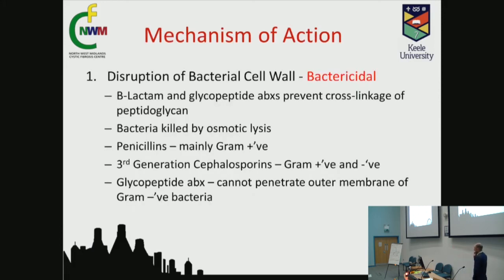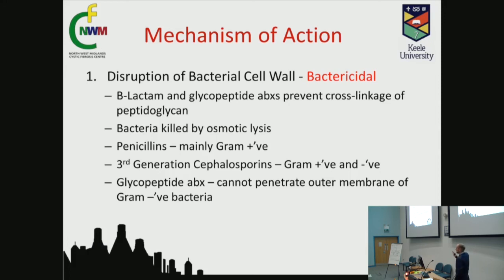The first way antibiotics can work is to disrupt the bacterial cell wall. If you basically make the bacterial cell wall stop working, the bacteria dies by osmotic lysis, and therefore this mechanism of action is bactericidal. So it's actually killing the bacteria themselves rather than just stopping them replicating, it's wiping them out. And that's an important differentiation from the other mechanisms of action I'm going to talk about in a second.